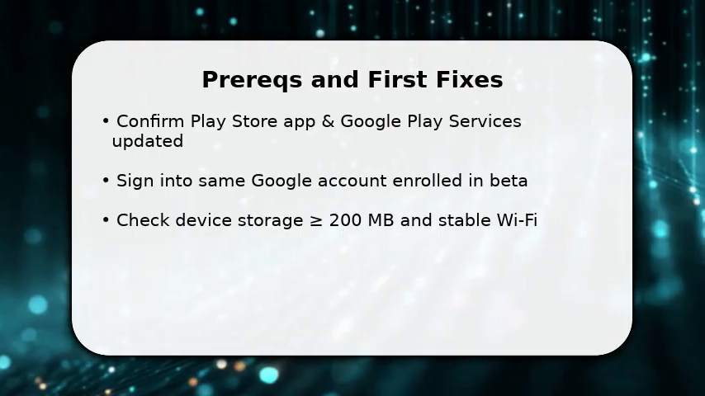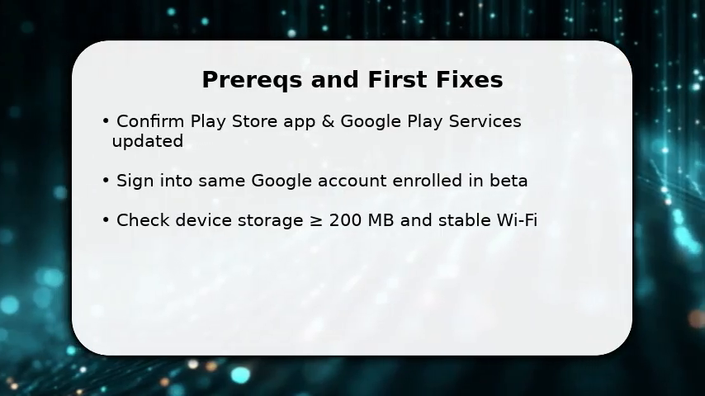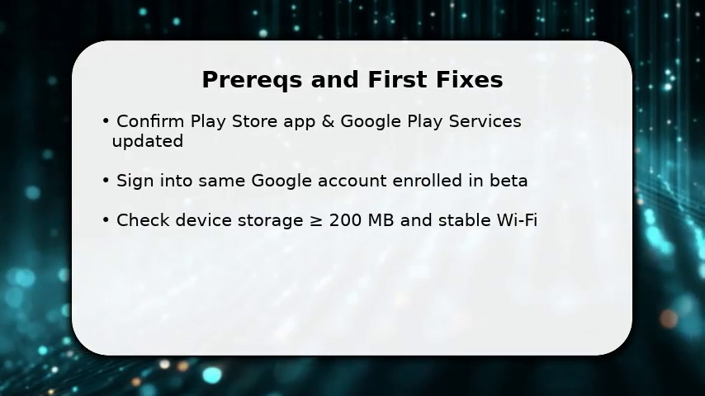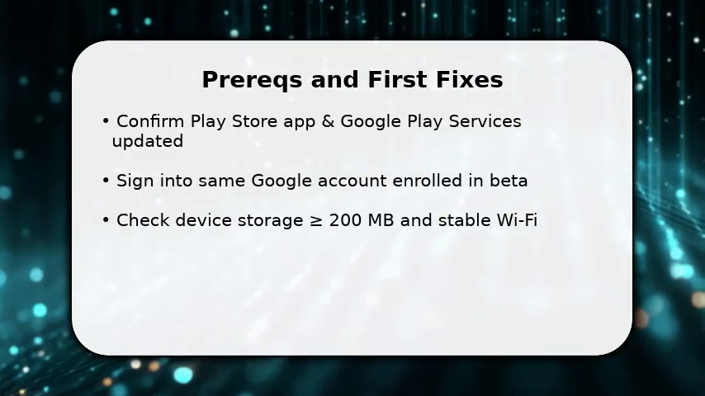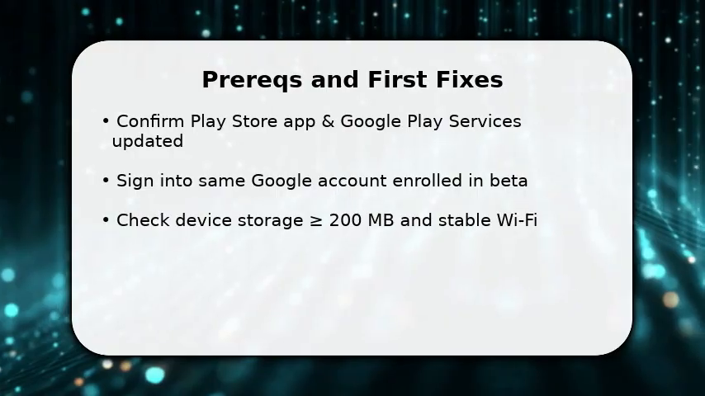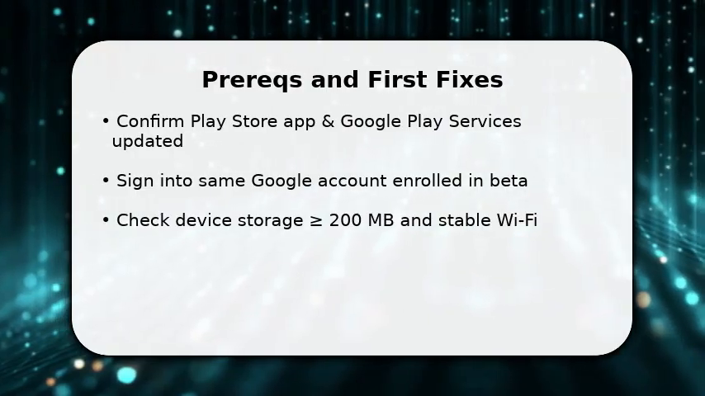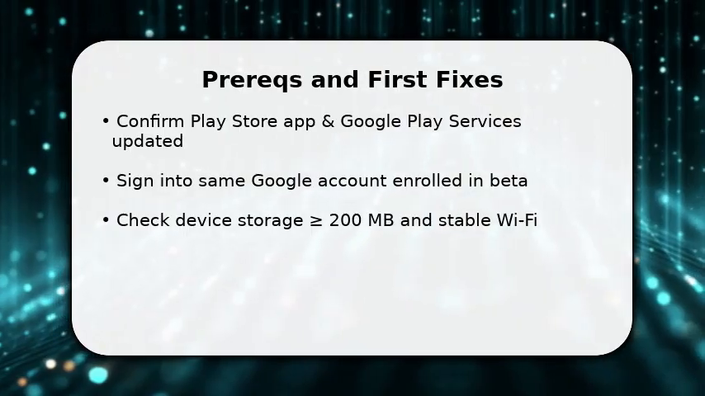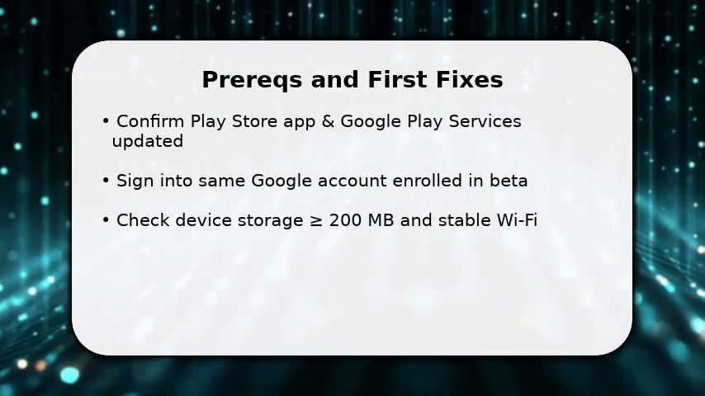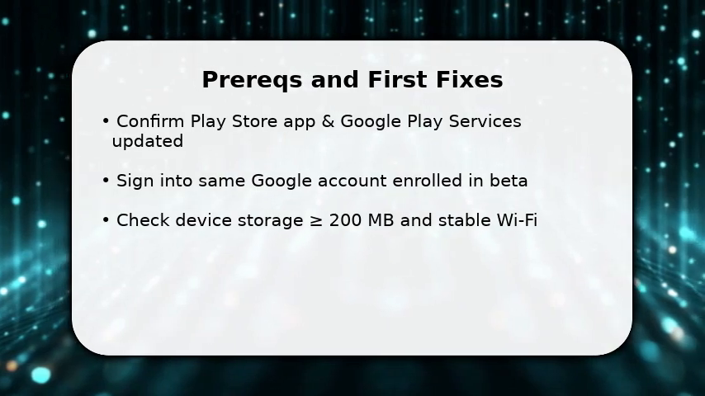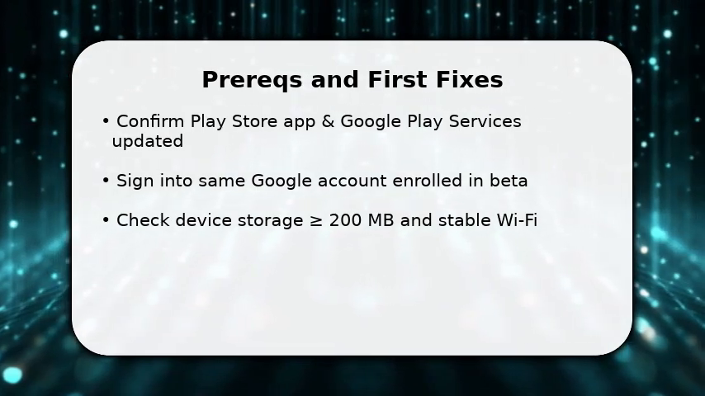Once done, force close Play Store and Google Play services to clear transient errors, then reboot your device so services reconnect cleanly. You do this because lingering processes or version mismatch often block beta installs. After reboot, reopen Play Store and go directly to the app's beta enrollment page to continue.